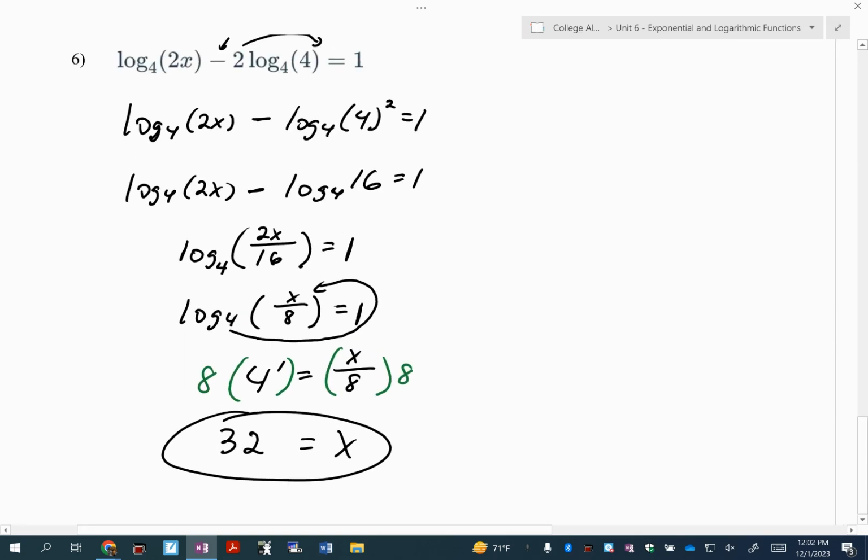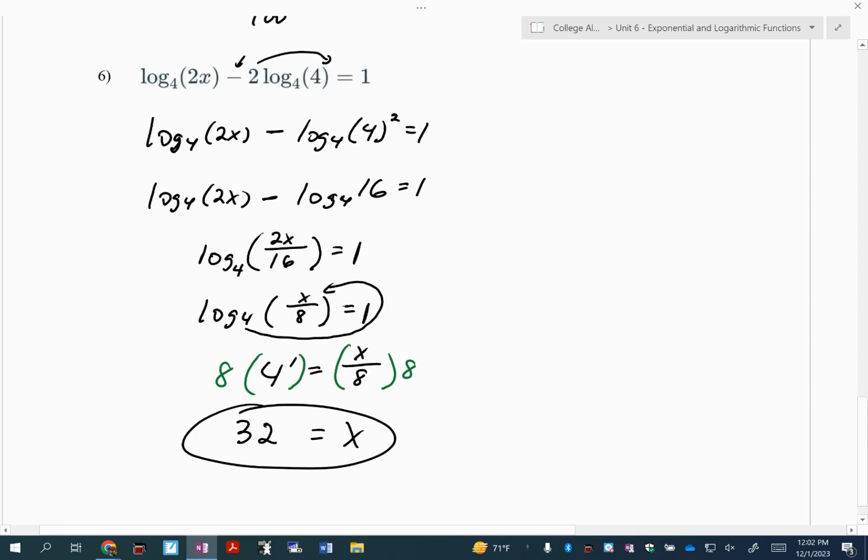All right, so that is it for solving these logarithmic equations. All right, good luck on the test.